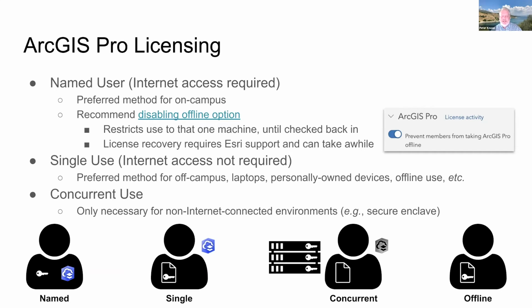Concurrent use licensing, a lot of us are probably familiar with that from ArcGIS Desktop days, but you no longer need that with Pro. The only situations we still use it for on our campus is when you have air-gapped or non-internet connected environments or secure enclaves. Otherwise, you can retire that license server and save yourself some money and time by switching to just using named user and single-use licensing.